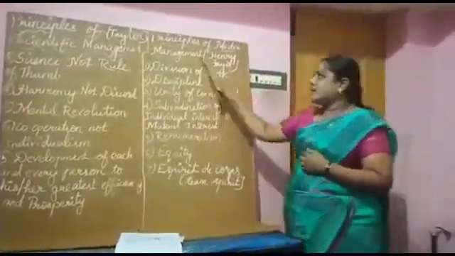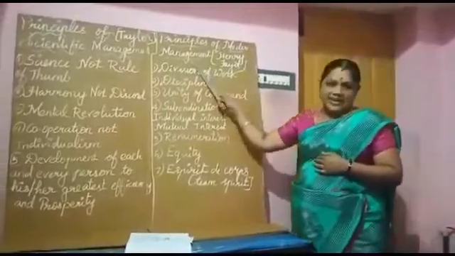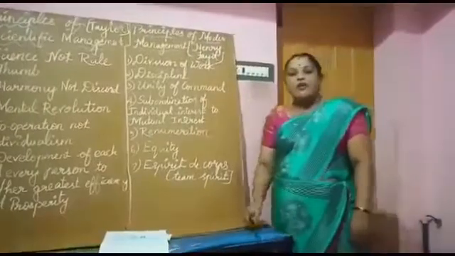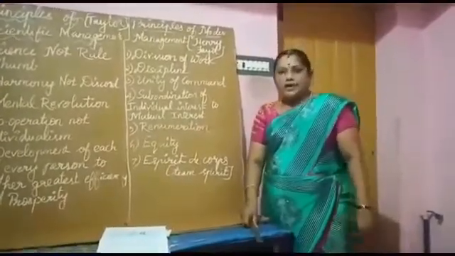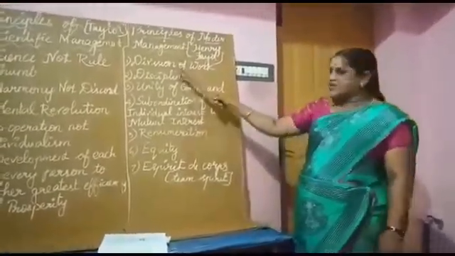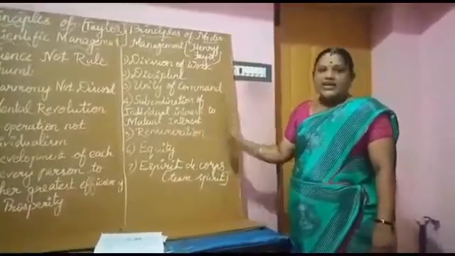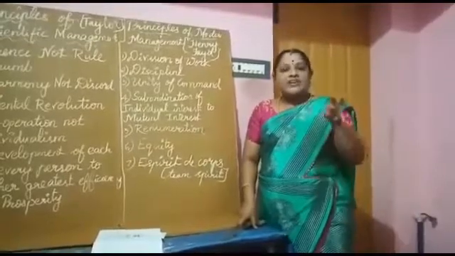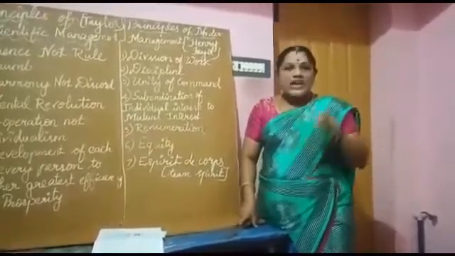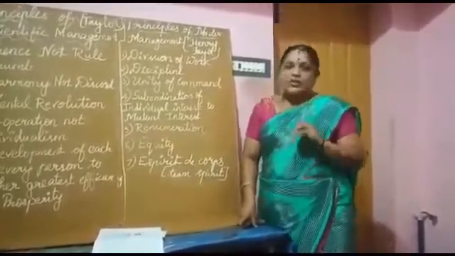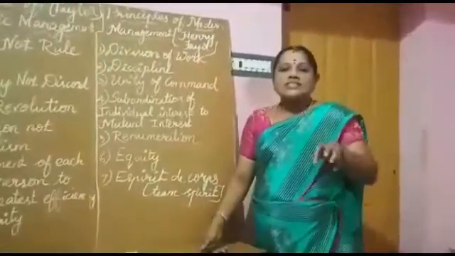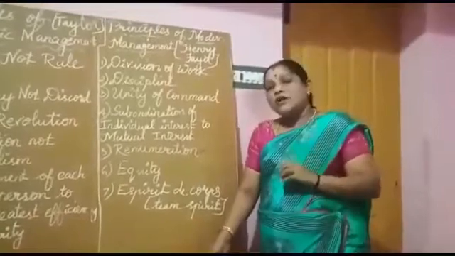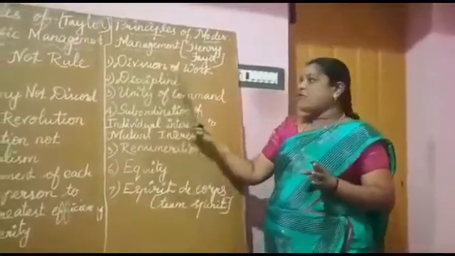Next, we can see the principles of modern management. This is propounded by Henry Fayol. Henry Fayol is called the father of modern management. First, division of work. Division of work means if it is a big task, it can be divided into small tasks and distributed to the workers. So this big task is divided into small groups. It can be done easily and the workers' burden will also be lesser. That is the division of work.